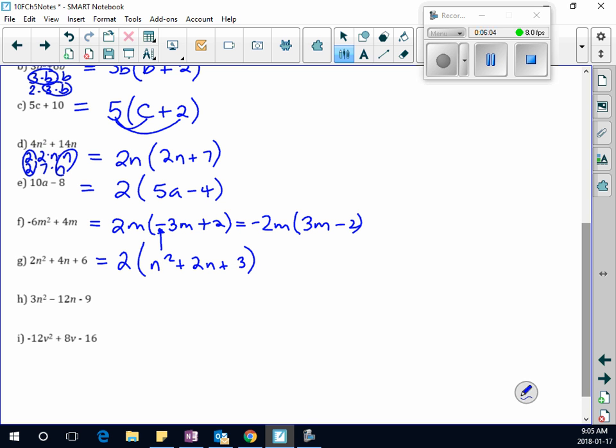Does that make sense to you? There's not a common n in 6, so I can't take an n out. I have to be able to take something out of all 3. Okay, next one. There's a 3 that's common to all of them, so I'm going to factor out a 3. And then I'm left with n squared minus 4n minus 3.